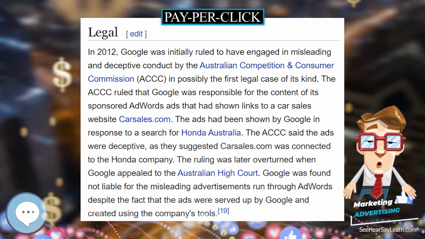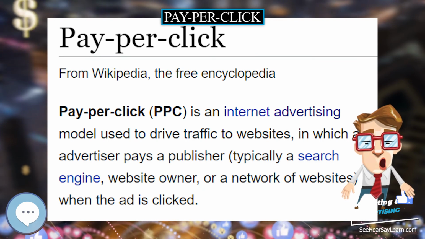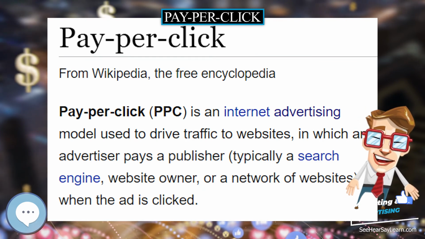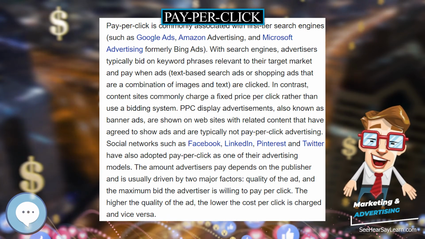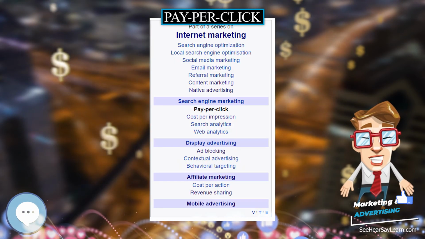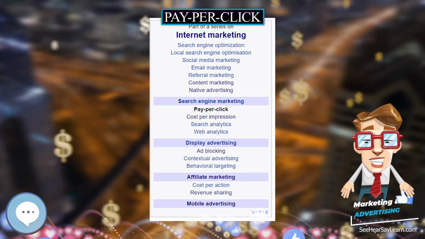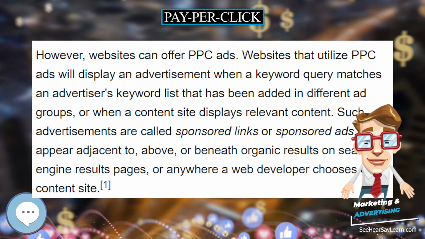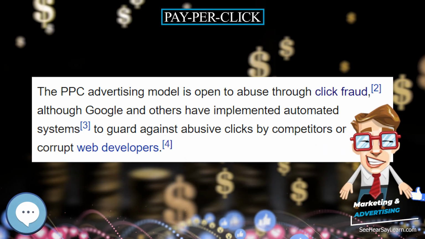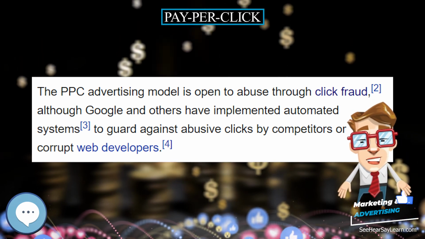Legal. In 2012, Google was initially ruled to have engaged in misleading and deceptive conduct by the Australian Competition and Consumer Commission, ACCC, in possibly the first legal case of its kind. The ACCC ruled that Google was responsible for the content of its sponsored AdWords ads that had shown links to a car sales website carsales.com. The ads had been shown by Google in response to a search for Honda in Australia. The ACCC said the ads were deceptive, as they suggested carsales.com was connected to the Honda company.